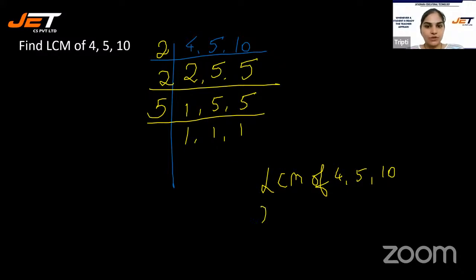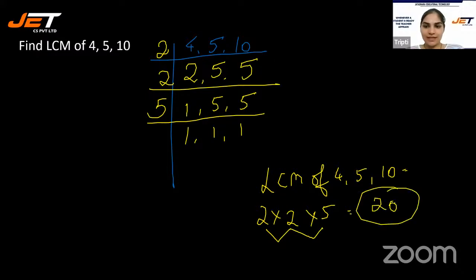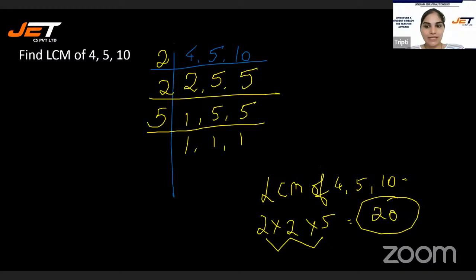So it is 2 times 2 times 5. 2 times 2 is 4. 4 times 5 is 20. LCM of 4, 5, and 10 is 20. Means the least common multiple of 4, 5, and 10 is 20. Okay? 20.